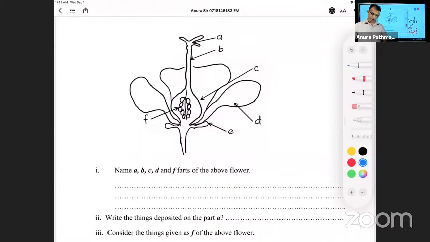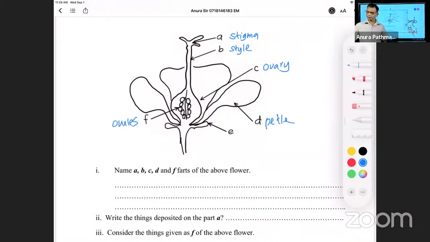A: Stigma. B: Style. C: Ovary. D: Petals, the corolla. Petal. E: Ovules.